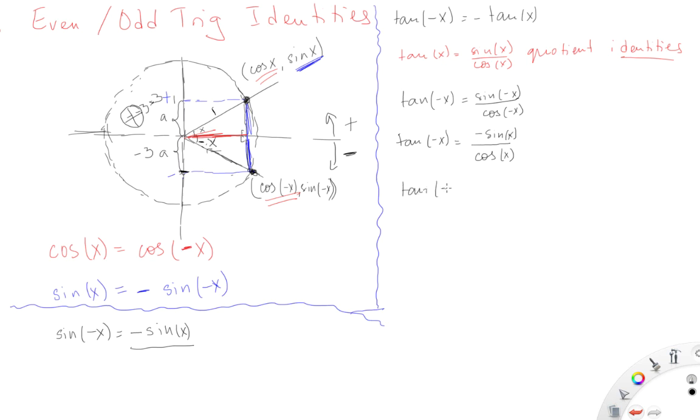Tangent of negative x equals, and now I'm going to put the minus in front. It doesn't matter where I write it. But guess what? This thing over here from the red identity is really equal to tangent of x. So I can say the tangent of negative x is equal to minus tangent of x.